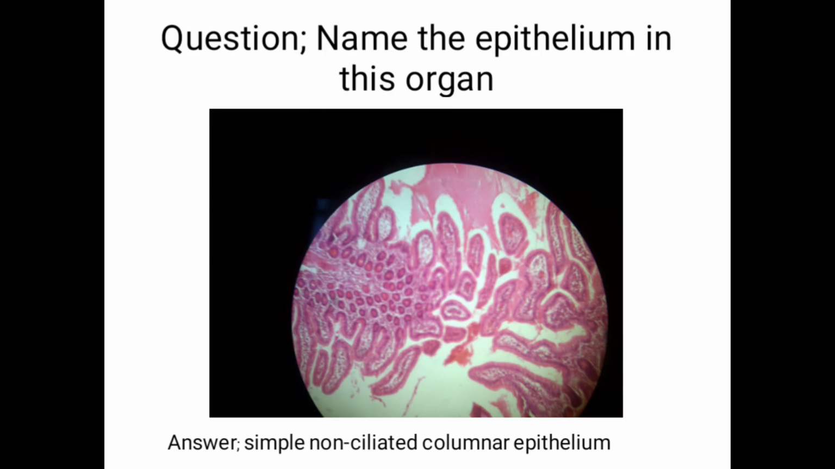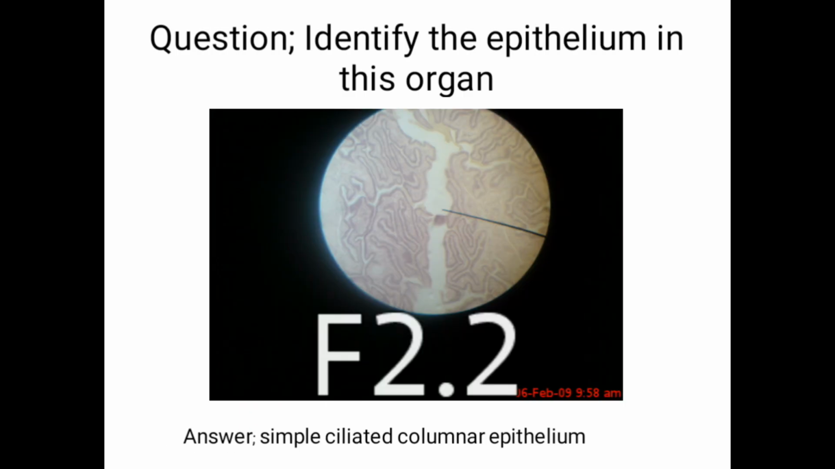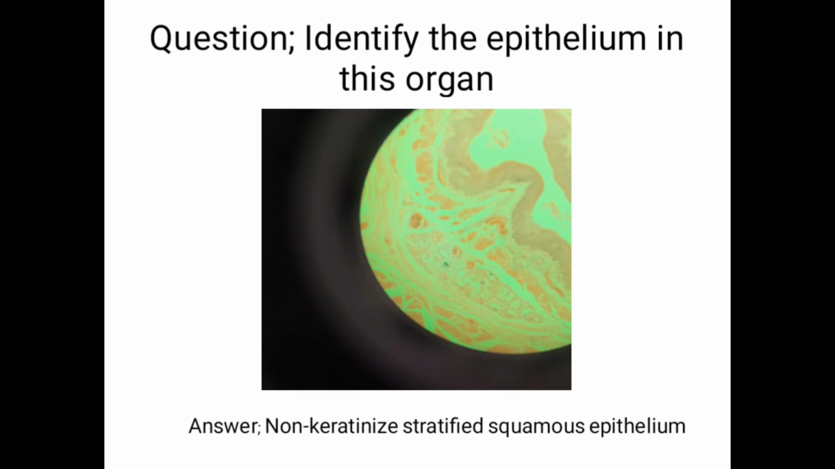Those very thick red spots are the nuclei, found at the base, and they are non-ciliated, no cilia. So here is now simple ciliated columnar epithelium. How do you identify them? They are tall cells and they have cilia on their apical surface. So you can find them in uterine tubes, in small bronchi. That's where you can find simple ciliated columnar epithelium.